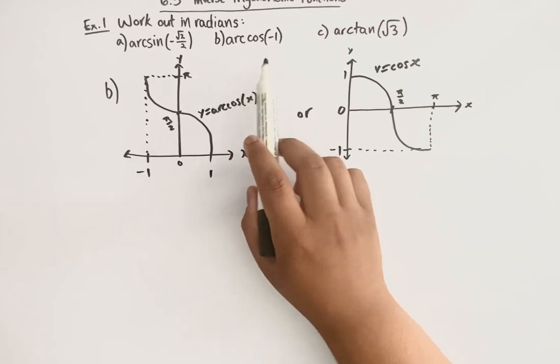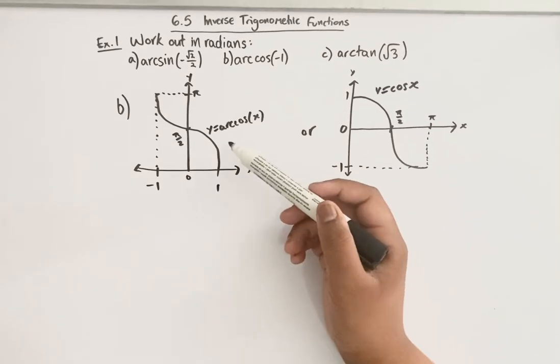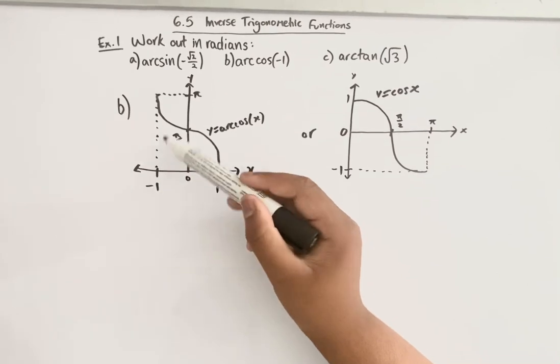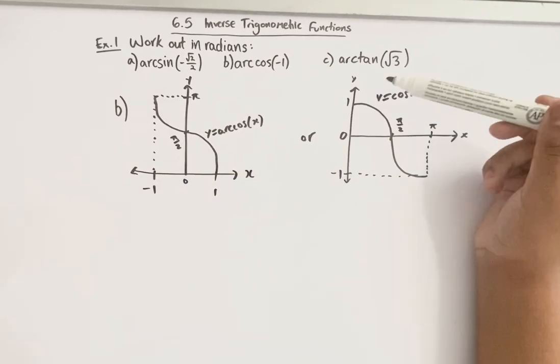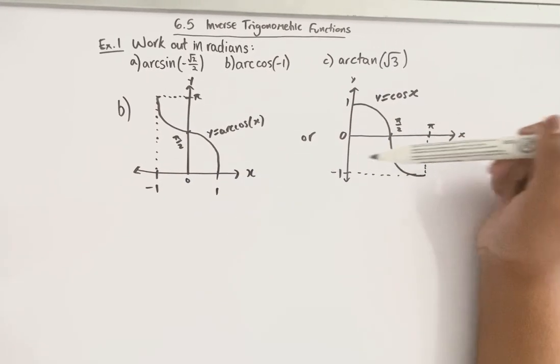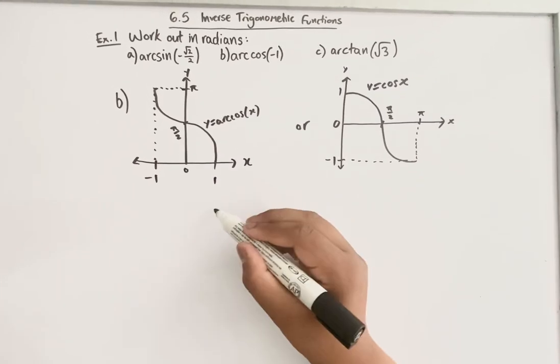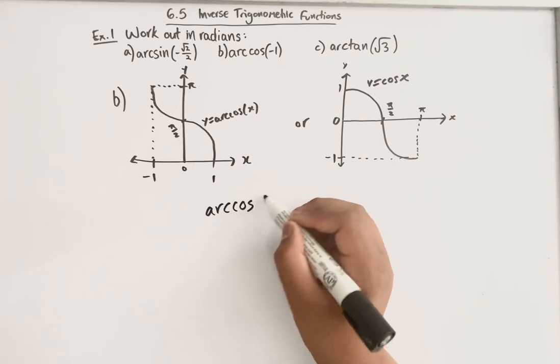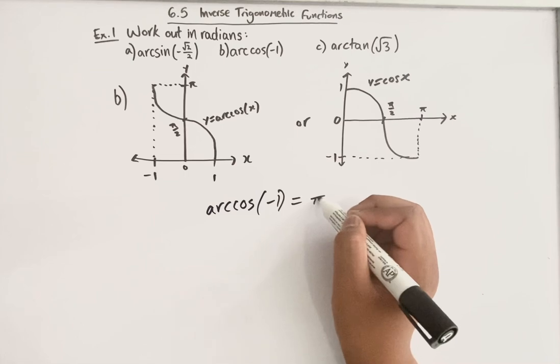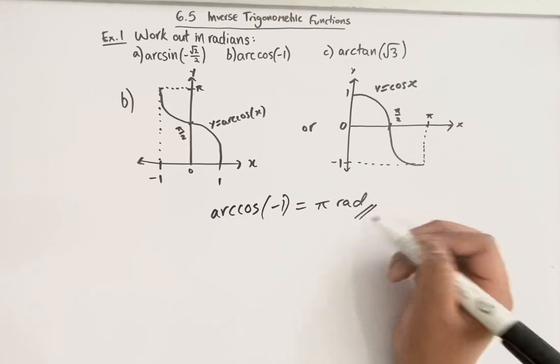To solve arccos of -1, we can either draw the graph of arccos x and see that -1 corresponds to π, or we can draw the graph of y = cos x and see that -1 also goes to π. So, therefore, the arccos of -1 is equal to π radians.